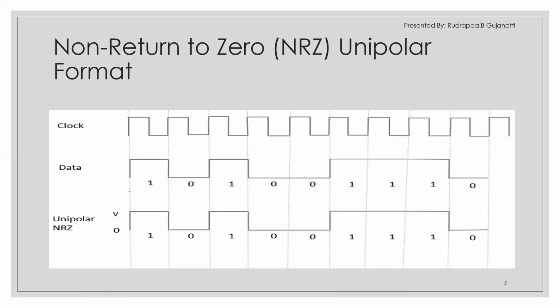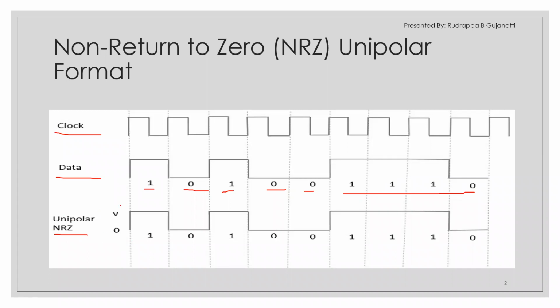In this case, we can just observe here. I will not be looking at the clock, just the data and the representation. The data here is 1, 0, 1, 0, 0, and 1, 1, 1, and 0. This is the digital information that I have, the digital representation of a particular signal. Now this particular thing I have to represent in non-return to zero unipolar format. The format is represented in this particular diagram.